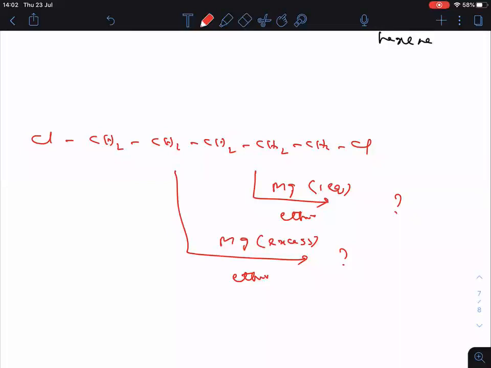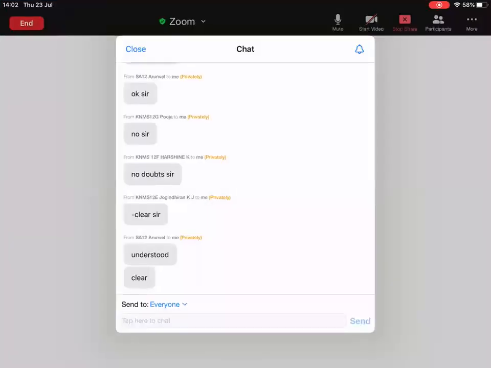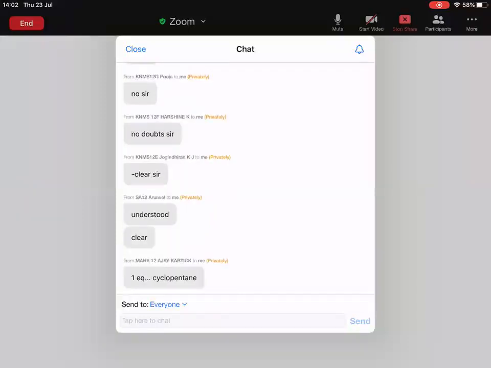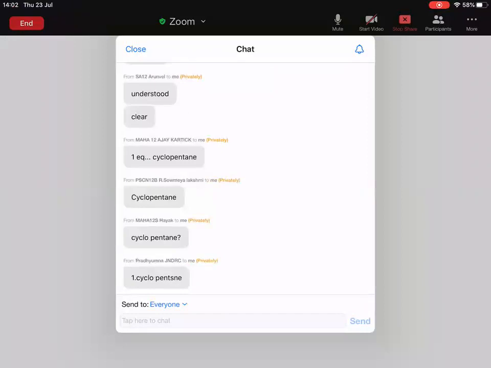With one equivalent as well as excess. Come on, please respond here, everyone. With one equivalent, what would be the product? With excess also, what would be the product? Yes, one student had given the answer cyclopentane with one equivalent. That is correct.